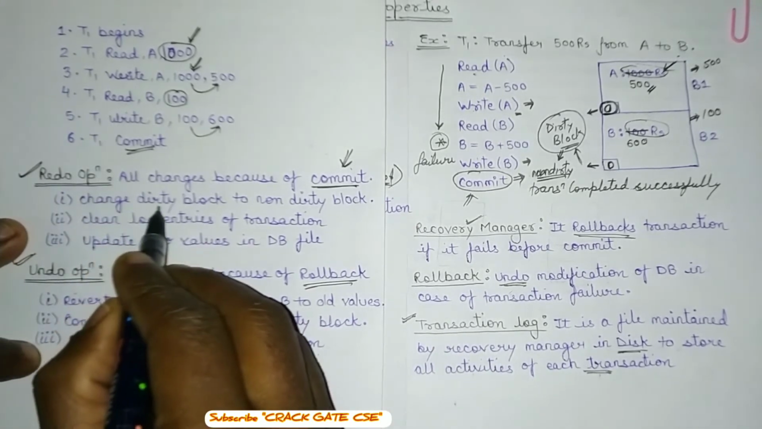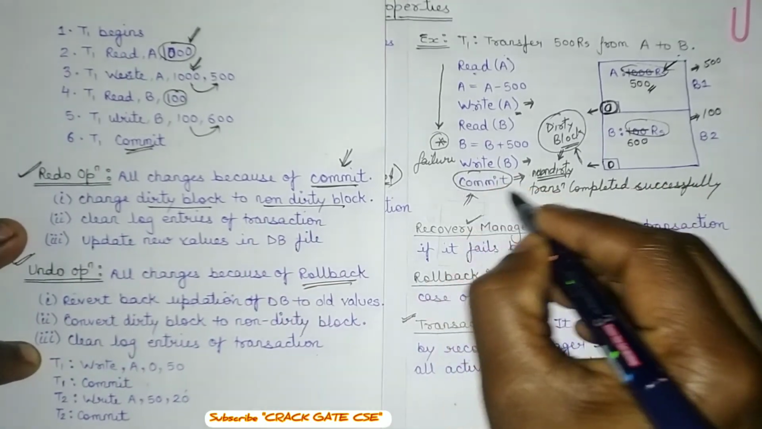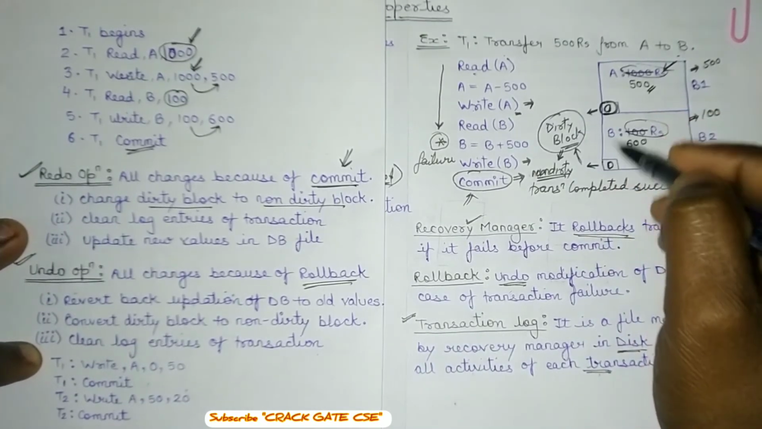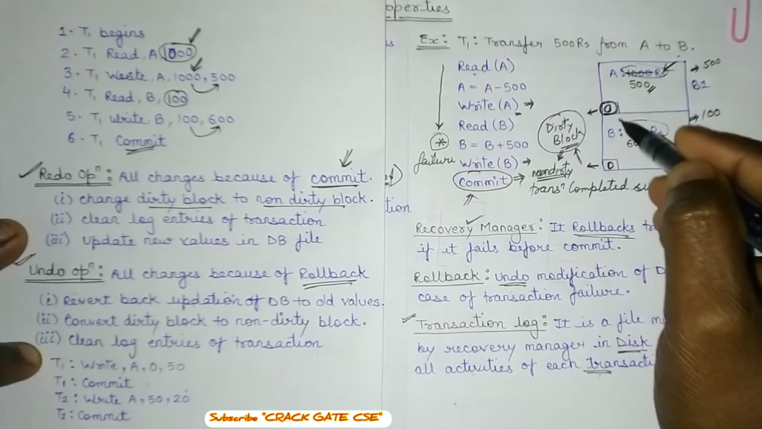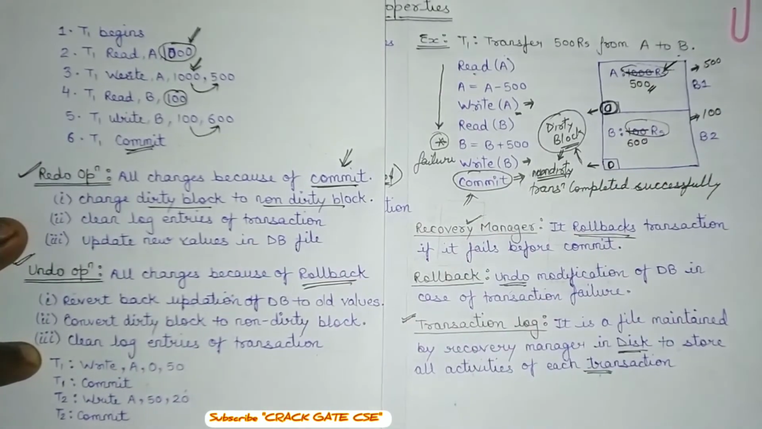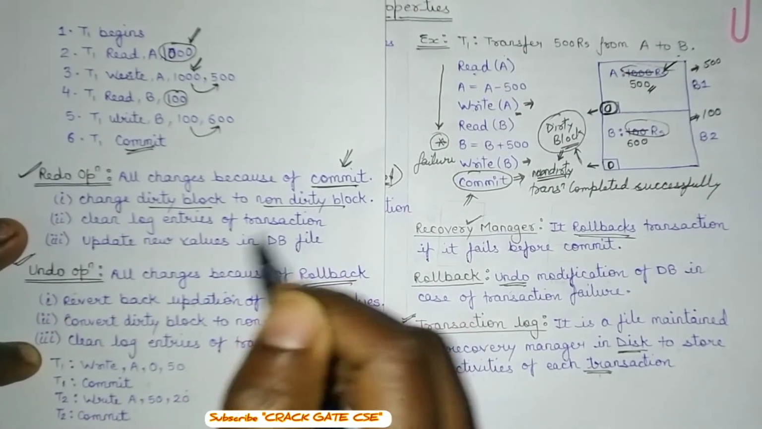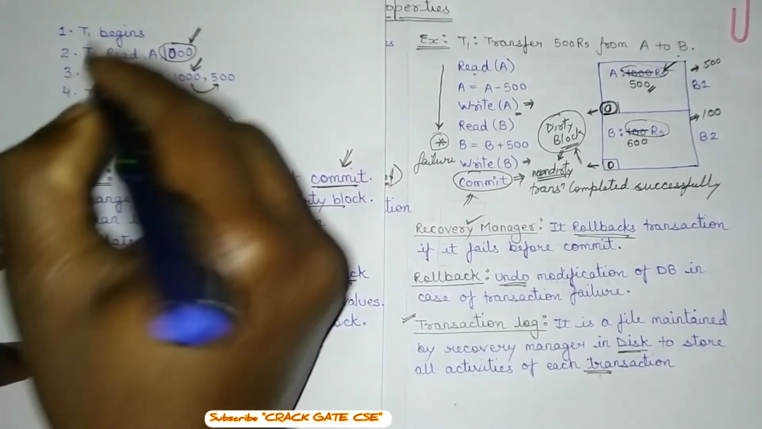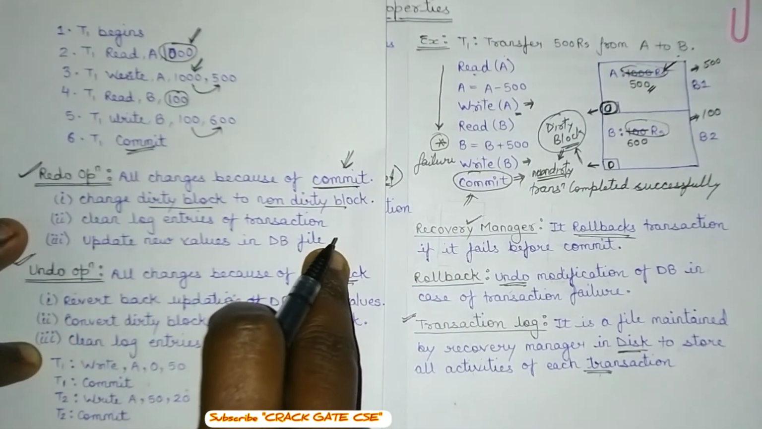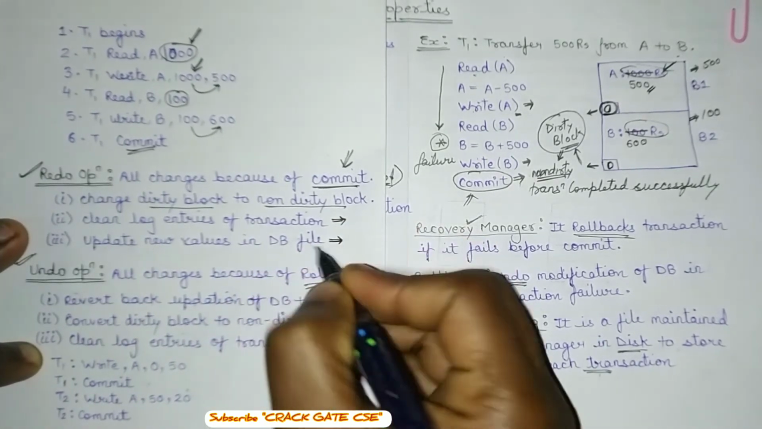So what do we have to do in the redo operation? We have to change the dirty block to non-dirty block. So when a commit was there, we changed these dirty blocks. Earlier these values were 1 and we changed them to 0. That means the dirty block is changed to non-dirty block, right? After that, we clean the entry of the transaction, and then we update the new values in the database file.